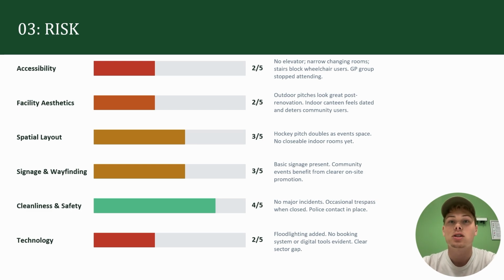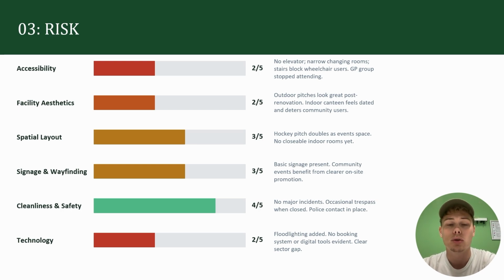Something that stands out when looking at the risks we found was that accessibility scored 2 out of 5. No lift, narrow changing rooms, physical barriers confirmed to exclude wheelchair users. A disability access visit was, however, confirmed a week after our interview, so a resolution for this is on its way. Next to that, there is technology, also 2 out of 5. The sport park has no booking system, no smart tech, no digital community tools. Given where the sector is moving, this is a significant gap, which is very important for growth in the future.